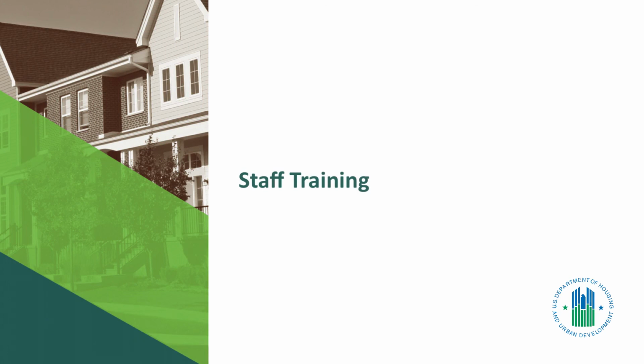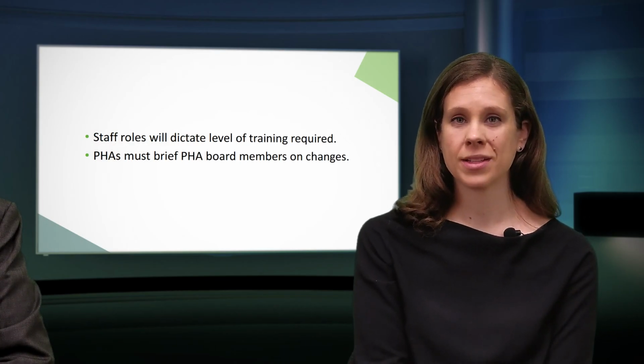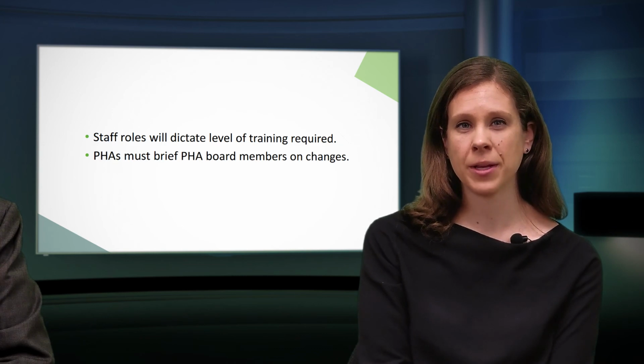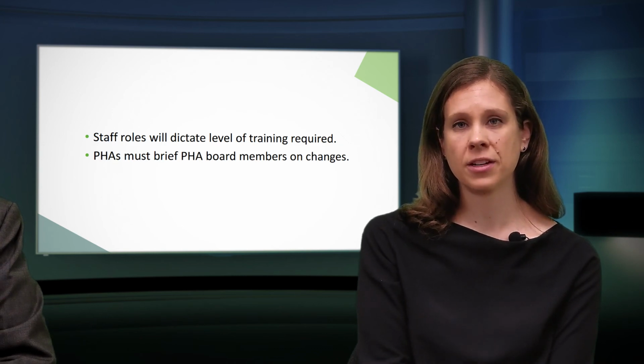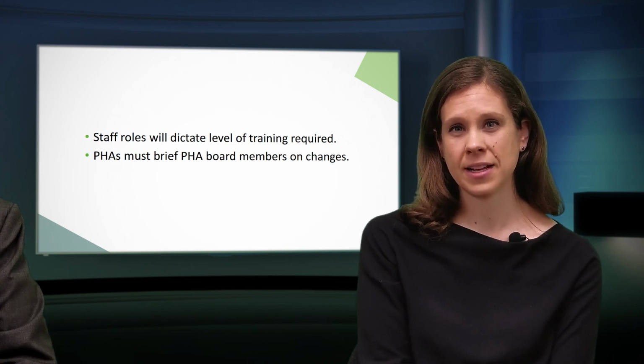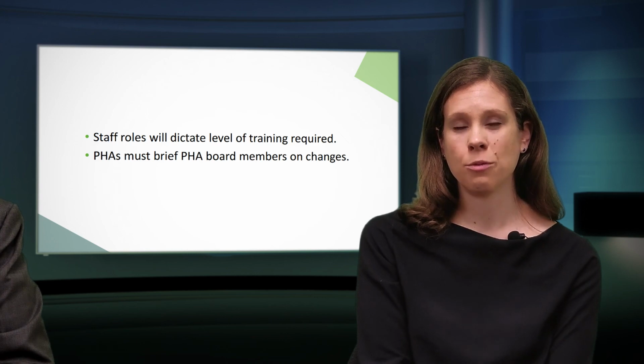As with any change in program implementation, PHA staff will need training on small area FMRs. Depending on roles, the level of needed training will vary. For individuals providing ancillary services or support to the HCV department, an agency-wide email may provide enough information regarding the transition. For frontline staff, detailed guidance materials and a more formal training will be necessary. PHA board members also need to be briefed on the implementation of small area FMRs and what it means for the administration of the HCV program.